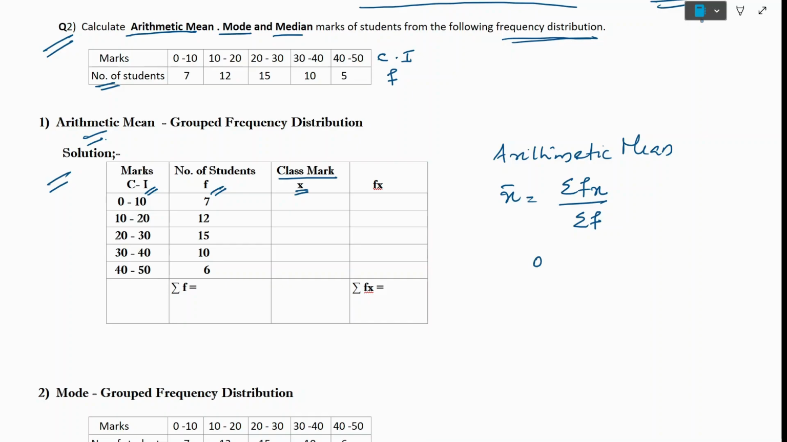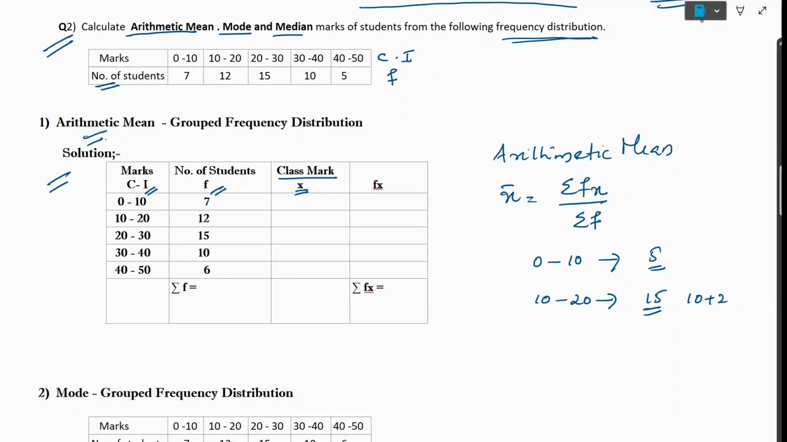Suppose you are taking here first class interval 0 to 10. What is your midpoint? That is 5. Right? Next, 10 to 20. What is your midpoint? That is 15. How do you calculate it? That means lower limit plus upper limit divided by 2. That means 10 plus 20 by 2, that is 30 divided by 2. This is the way you can calculate the midpoint. Here 0 plus 10 divided by 2, that is 5.